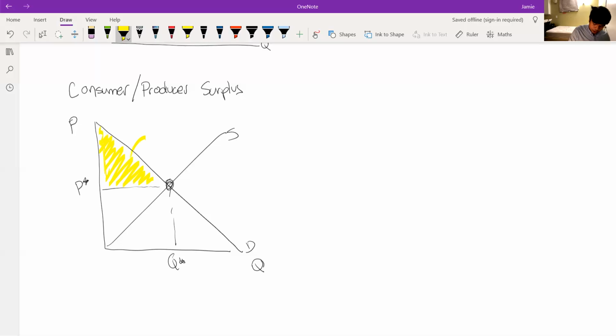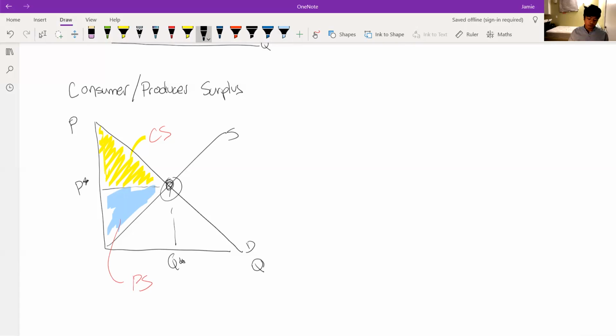This is consumer surplus. Producer surplus, very similar. What you're going to do is take each individual producer. You do the difference between the price they sell at versus the lowest price that they're willing to sell, which is pretty much their production cost, and you sum that up. That is important.